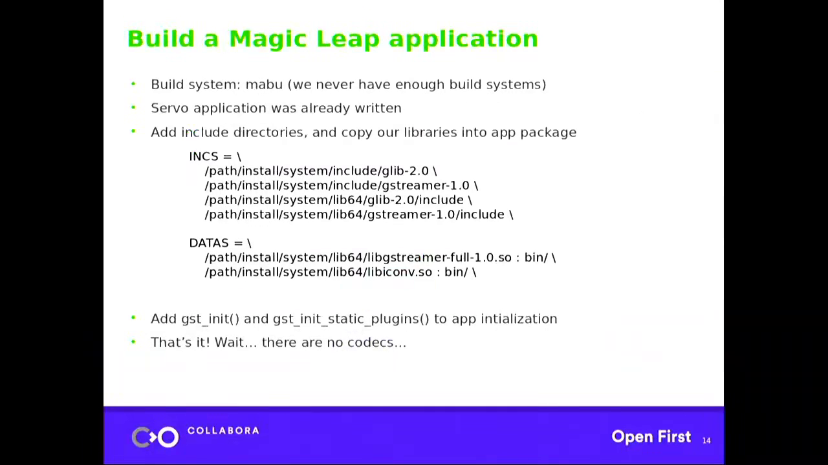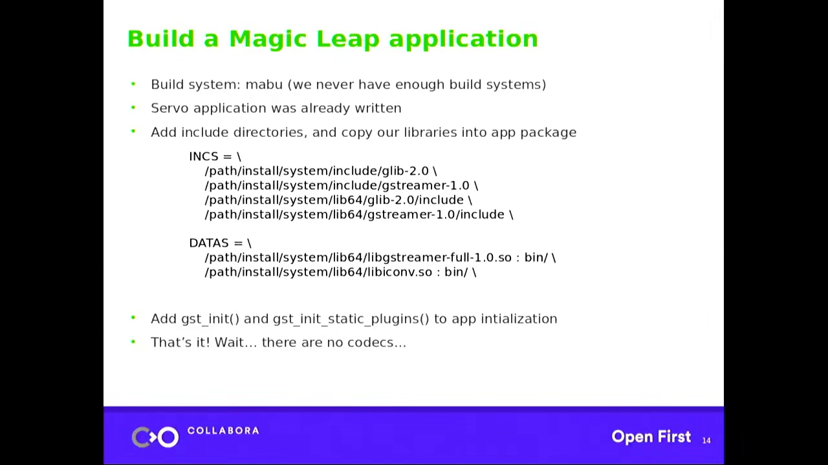So now that we have GStreamer built, a small version of GStreamer with one single library, the next step is to build that into a Magic Leap application package. So as I said, that's the Mabu build system, custom from Magic Leap. They wrote that. I don't think there is anyone else using that. Luckily, it's pretty easy to use.